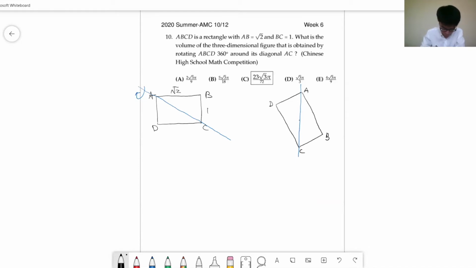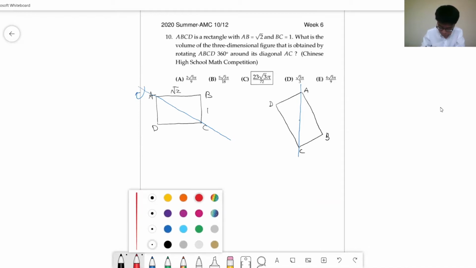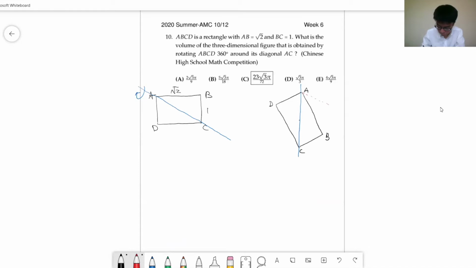Let me use red color. You will have something like that, right? For the upper part. And then you rotate here, you get another part, something like this. Okay, and the lower part will be symmetric. And this part is also like that. We have some solid like this.